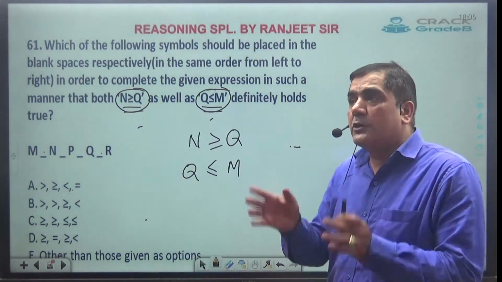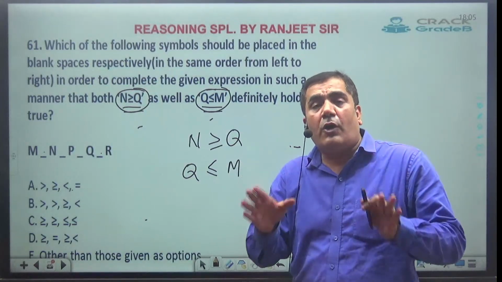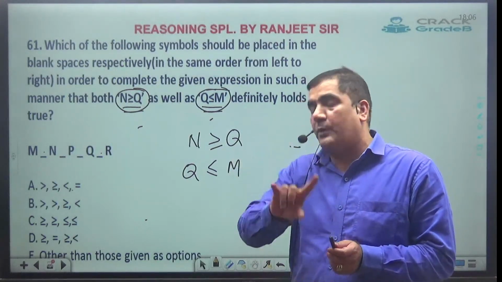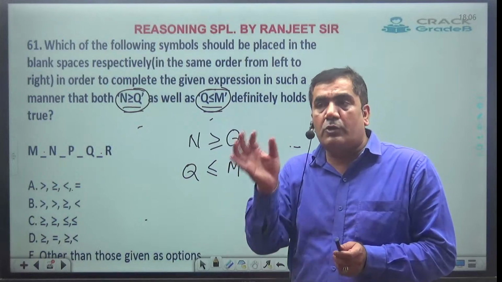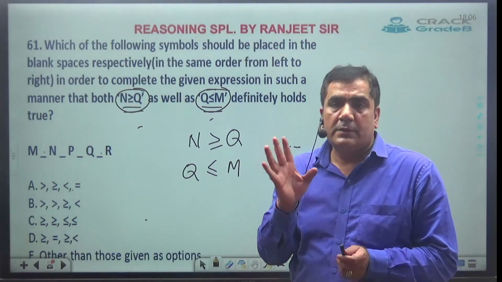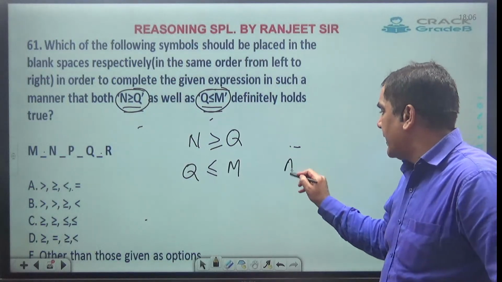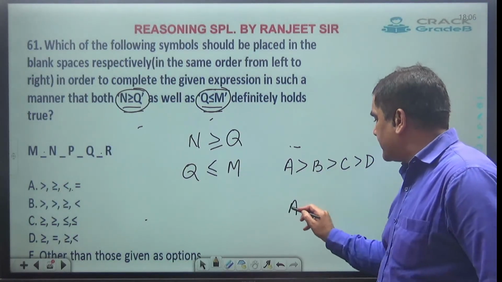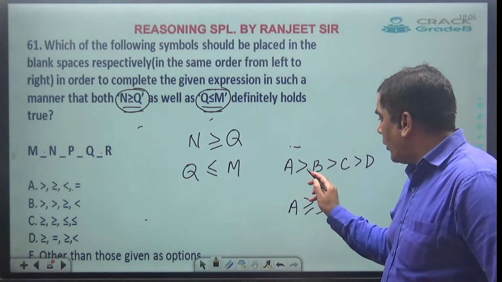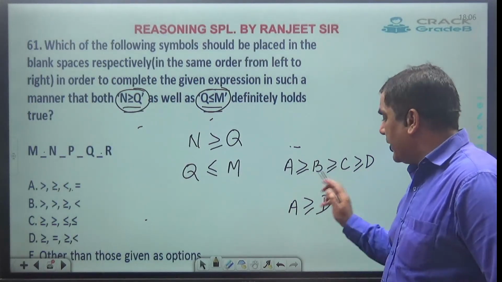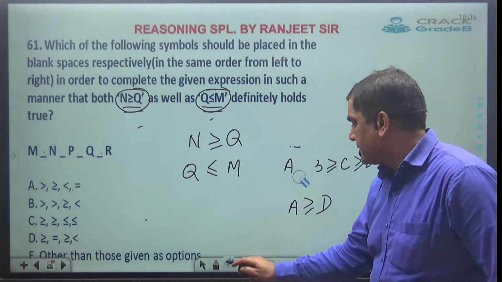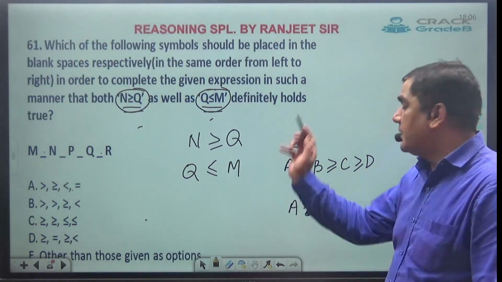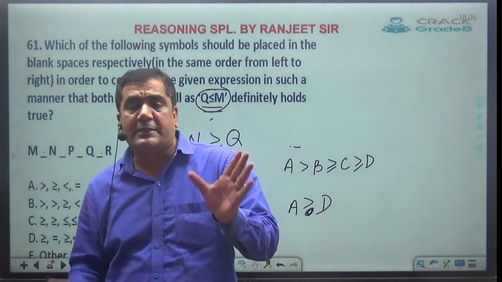Why from equal to? Because we will consider equal to only if all the symbols between them have equal to. If at even one place equal to is not there, we are not supposed to take equal to. Clear? For example, suppose they have given A, B, C, D with greater than between each pair. Now if this has to be correct, then all three symbols must have equal to. If equal to is missing anywhere, then equal to will not come. All the equal to must be in all the symbols between them.